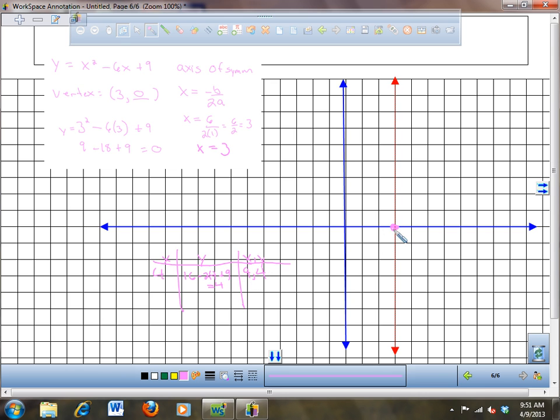So this is 3, 0. So 4, 4 would be over here and up. Did I do that right? I don't think I did that right. It should just go up 1. Let me see again. 4 squared is 16. Oh, no, I put in 4.